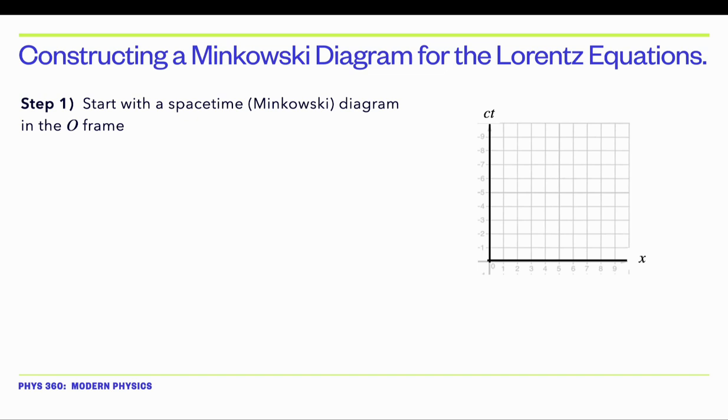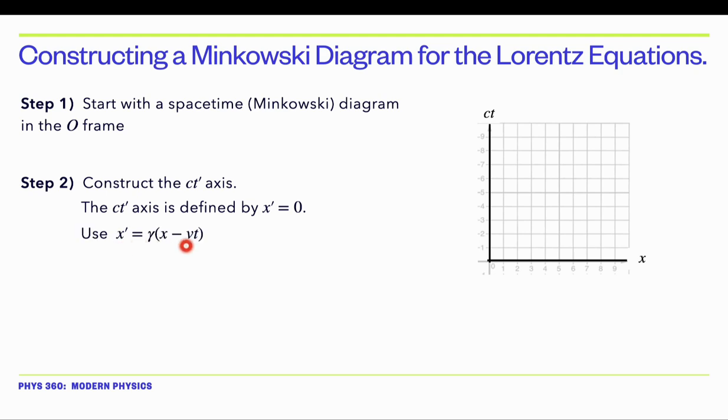Okay, so now we're going to construct a Minkowski diagram for showing what these Lorentz transformations are doing. So we're going to start with a space-time diagram in the O frame. The horizontal axis is going to be x, the vertical axis is ct. We first want to see how to represent the ct prime axis on this diagram. So the ct prime axis is defined by x prime is 0.